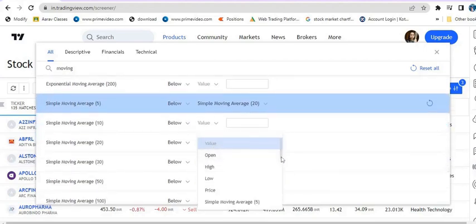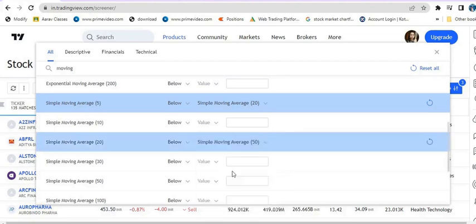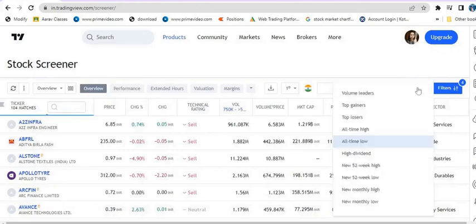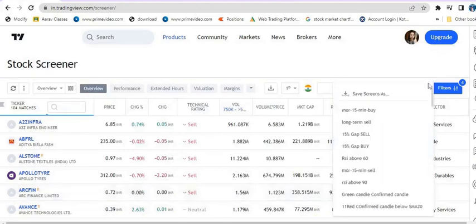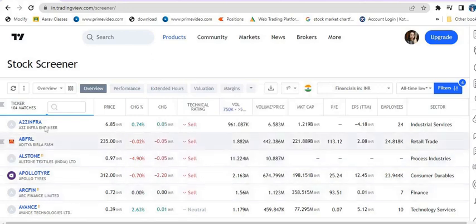Moving average 40. Moving average 40 is not there, so I'll select nearby, that is 50, or even we can select 30. I'll go for 50. So close the screen and click on the screener, scroll up and save screen as intraday sell. Okay. So here is the list of the companies we got for selling.